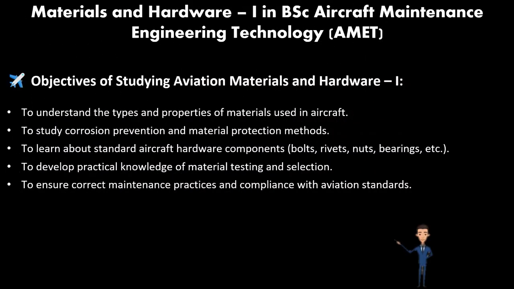Objectives of studying aviation materials and hardware: To understand the types and properties of materials used in aircraft. To study corrosion prevention and material protection methods. To learn about standard aircraft hardware components: bolts, rivets, nuts, bearings, etc. To develop practical knowledge of material testing and selection. To ensure correct maintenance practices and compliance with aviation standards.